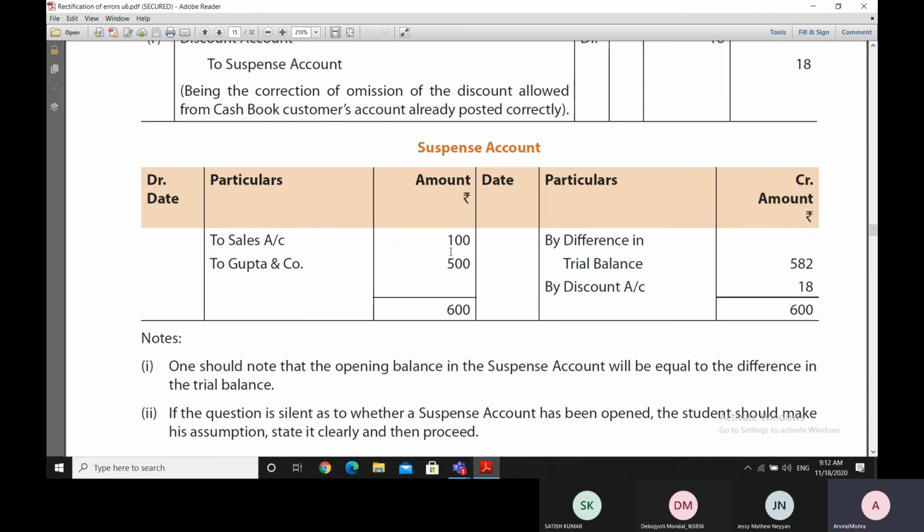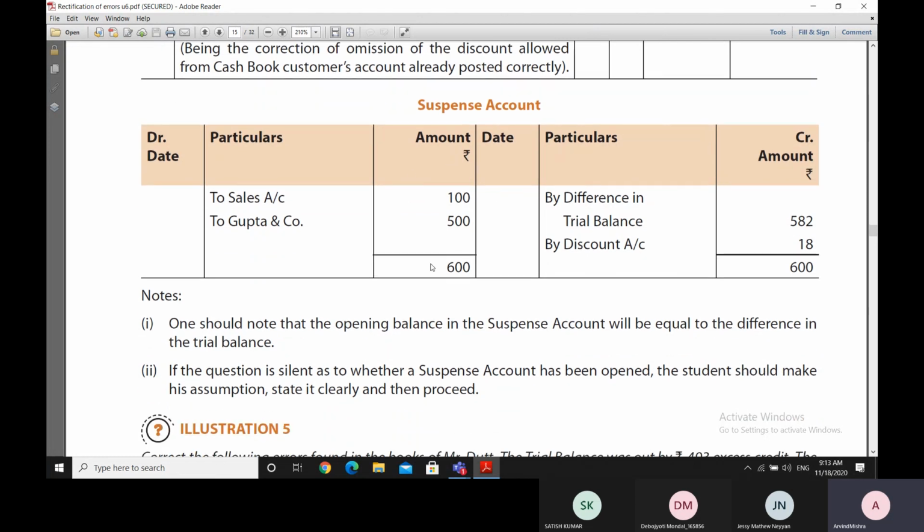And then of course, when we look at the suspense account, what happens is that initially whatever difference is there in the trial balance, that is entered there. And as and when we go on removing the entries from the suspense account or adding the entries, the corresponding credits and debits will be made. So we have to note that the opening balance in the suspense account will be equal to the difference in the trial balance. That is important because the difference in trial balance is being transferred to the suspense account.